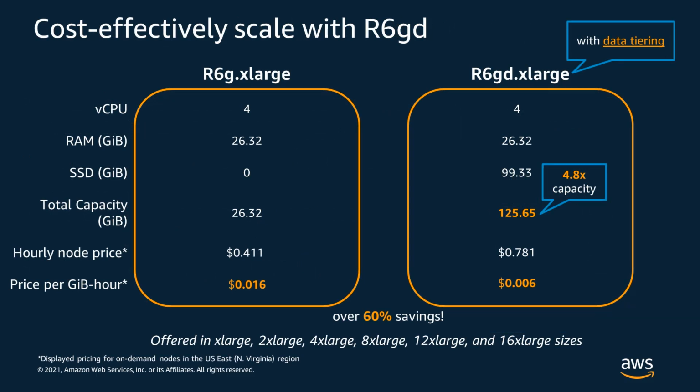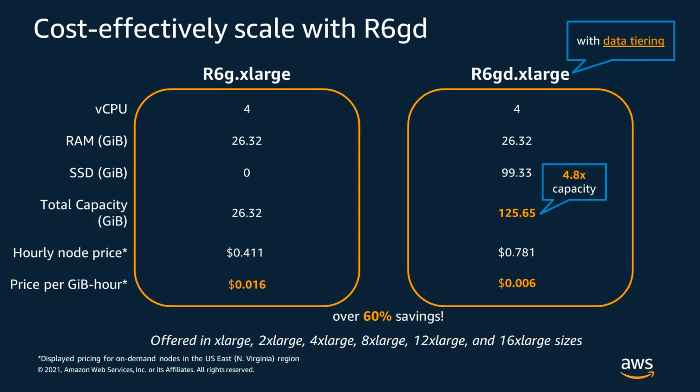Here's a quick comparison between the data tiering node offering and its closest counterpart, the R6G. The way I like to think about it, the difference is that the D in R6GD stands for disk. So from a hardware perspective, that's really the only difference between the two. Each data tiering node has about 4 times the disk capacity as it does memory. And this 4-to-1 ratio is where that 20% figure comes from that I just talked about.